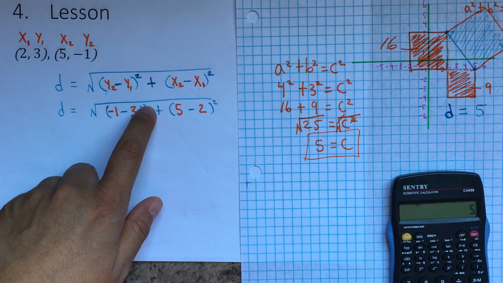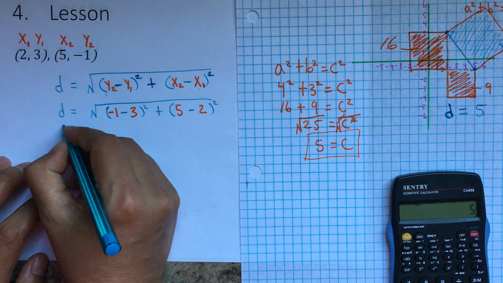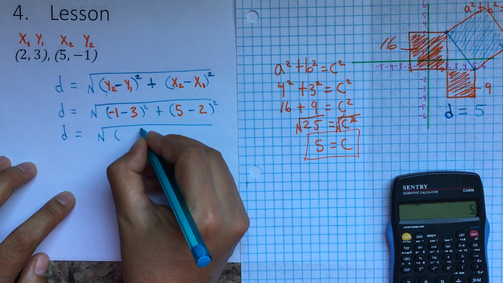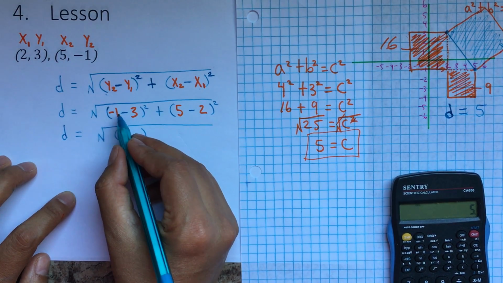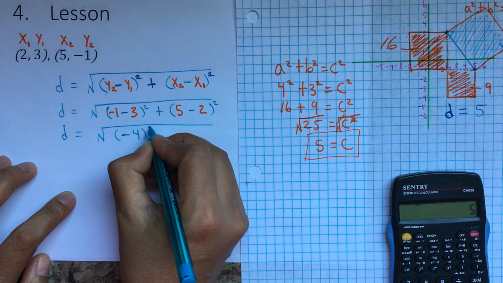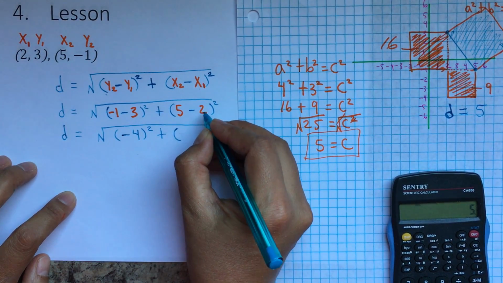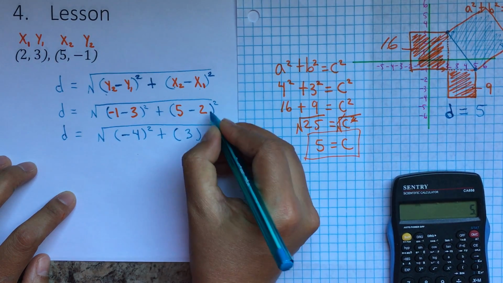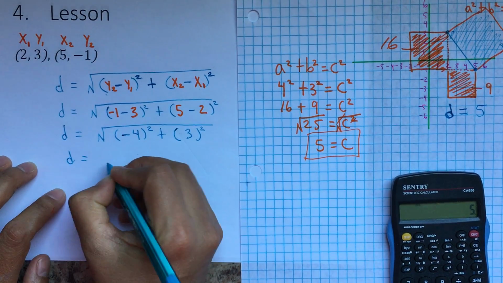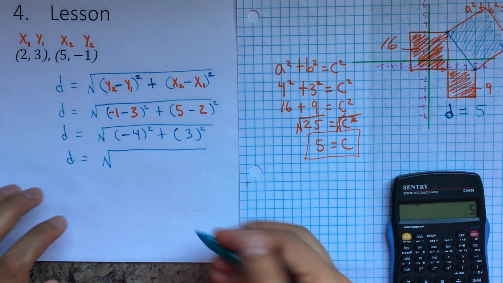And from there on, all you have to do is start simplifying following PEMDAS. Parentheses first, exponents then, and finally the addition. Okay, so my distance is equal to the square root of, what is in this parentheses? -1 minus 3 becomes -4. We bring the square. 5 minus 2, 3, and we bring down the square. After that, we take the square root again. We're just bringing down the square root. That's the last thing we're going to do.